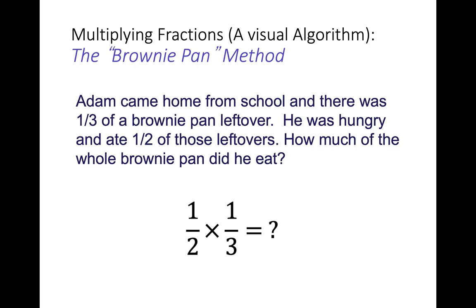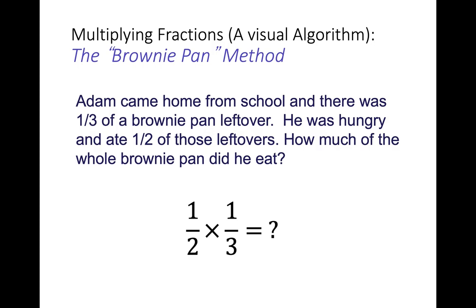Well, in doing that, if we want to look at some visuals for it, it can be helpful to have a little bit more of a standard way of going about it. One method that became popular with the Connected Math Project curriculum a while ago was often deemed the brownie pan method. It doesn't have to be used with brownies. But here's a situation. Let's suppose Adam came home from school and there was 1/3 of a brownie pan left over. He was hungry and ate 1/2 of those leftovers. How much of the whole brownie pan did he eat?